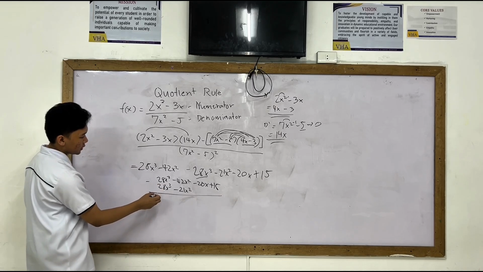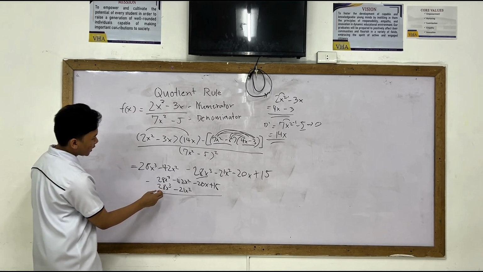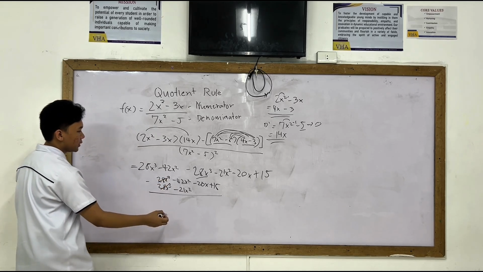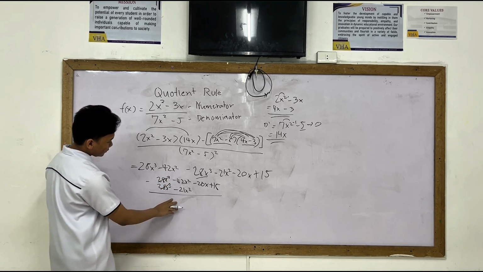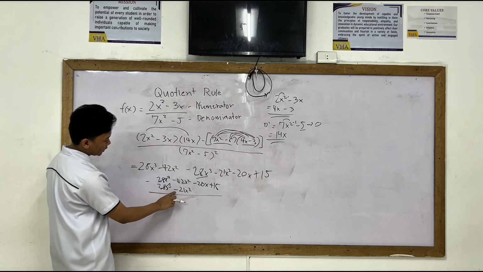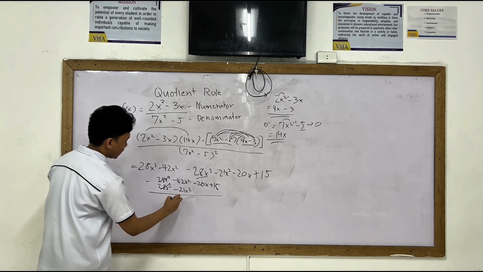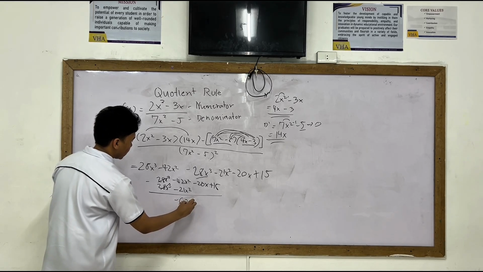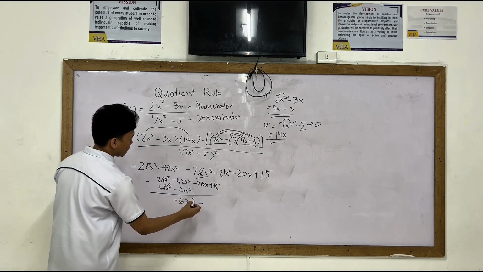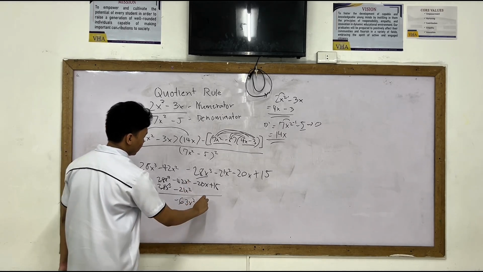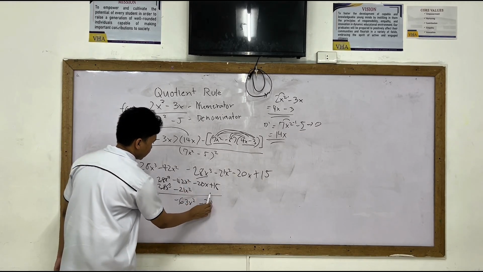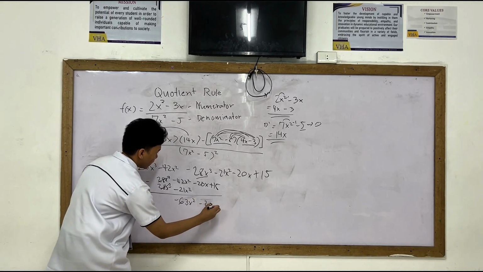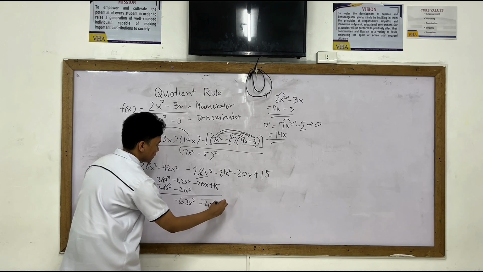Since both of these are 28x³ and one is negative, just cancel them. And negative 42 minus negative 21 will be negative 63x² minus negative 20x plus 15.